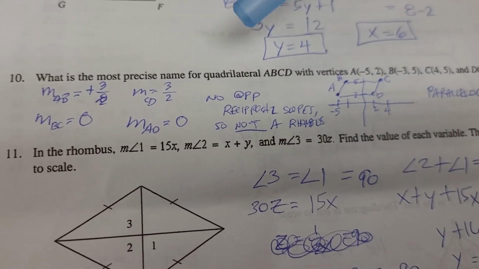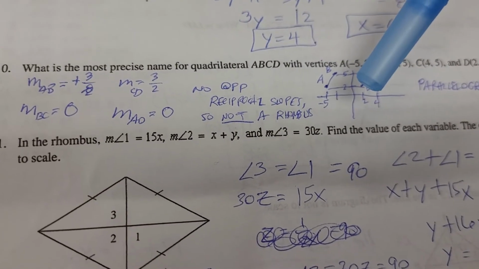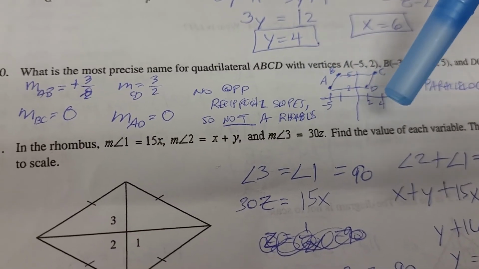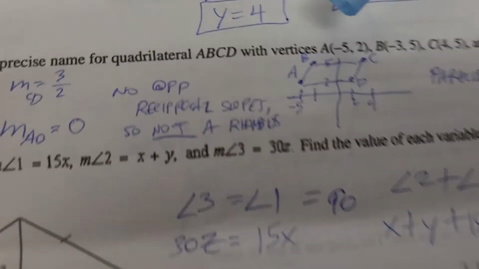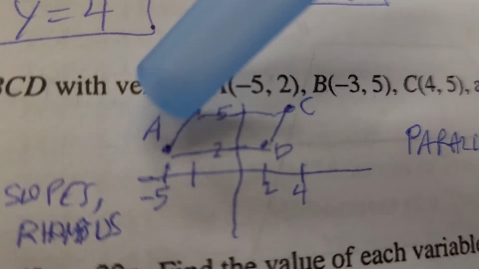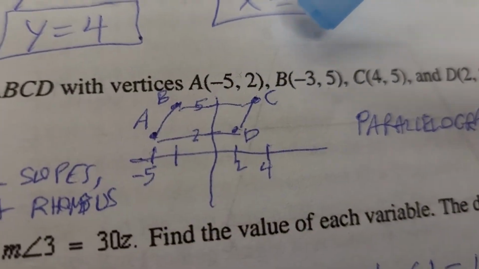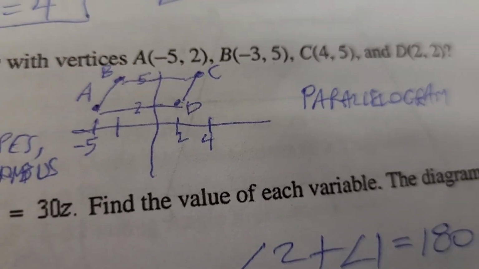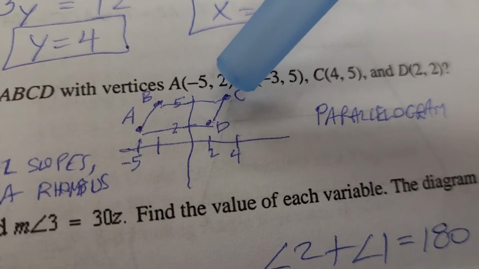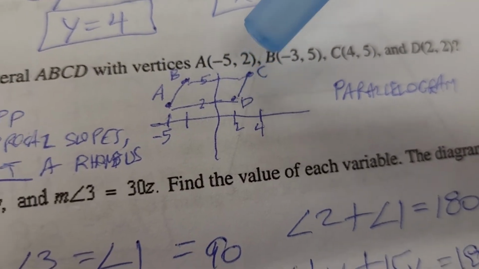Now, the way that you tell the difference between a rhombus and a parallelogram, you would have to examine the diagonals here, and you would have to have 90-degree angles. I can pretty much tell that if I actually did the diagonals here, I would not have 90-degree angles. Besides visually looking at that, that pretty much looks like a parallelogram to me. So I'm just going to go with parallelogram there, which is your answer.